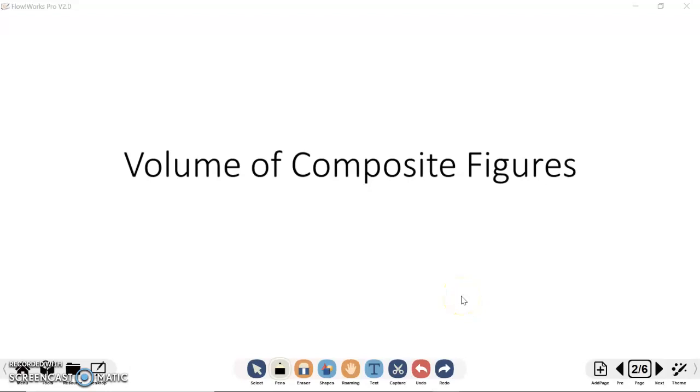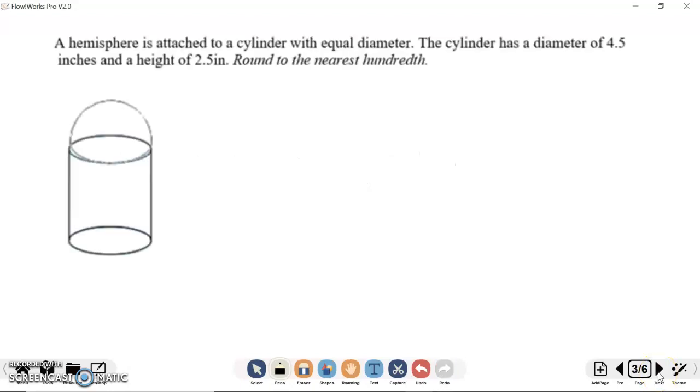Hi guys. Okay, today we are looking at how to find the volume of composite figures. So really what we're looking at in a composite figure is more than one shape put together.